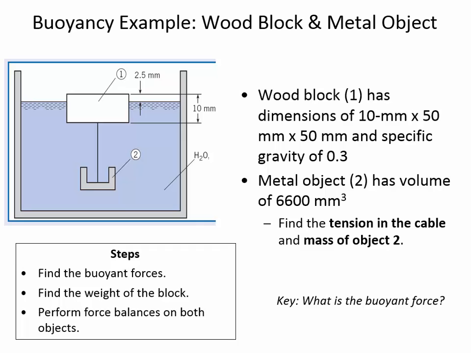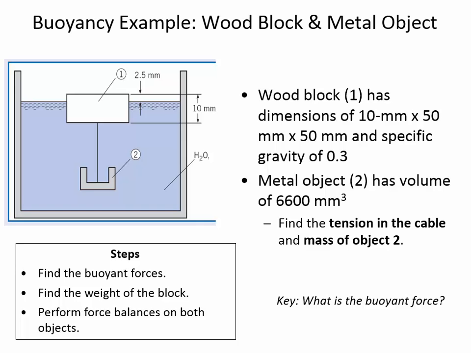There's 10 to the 9th millimeters cubed in every meter cubed. And so if we divide by 10 to the 9th, then it'll convert this volume into units of cubic meter, which is what we need. So the buoyant force acting on object 1 is 0.184 newtons. That's the force that's pushing up on object 1.